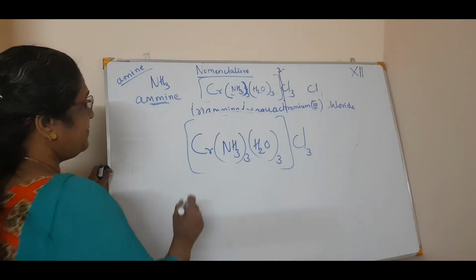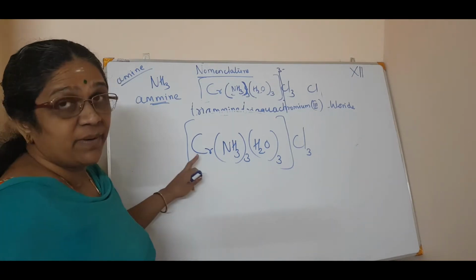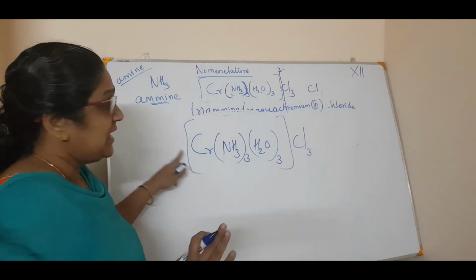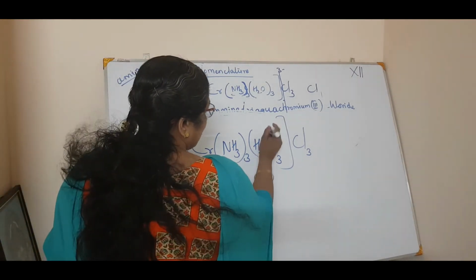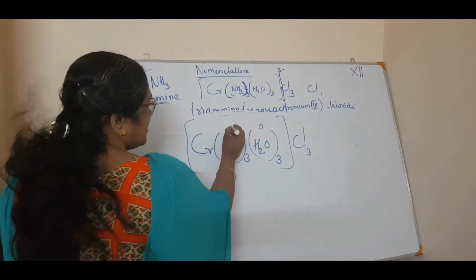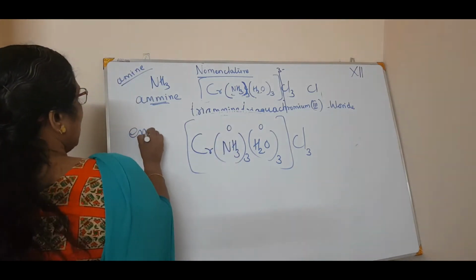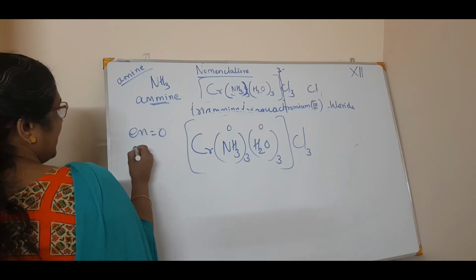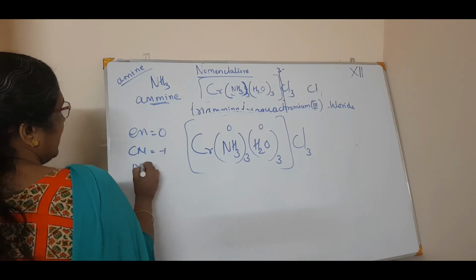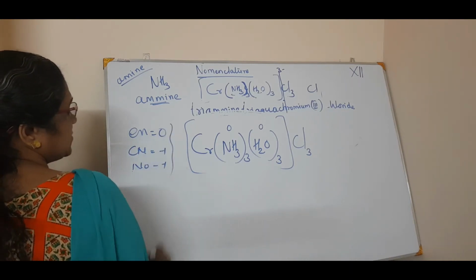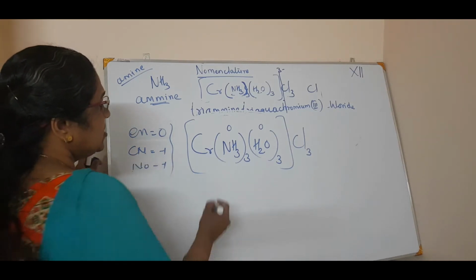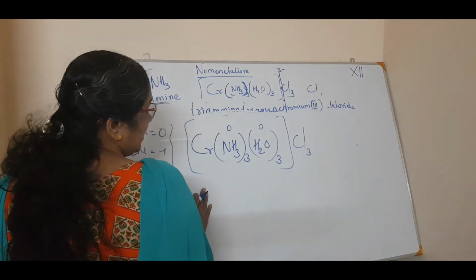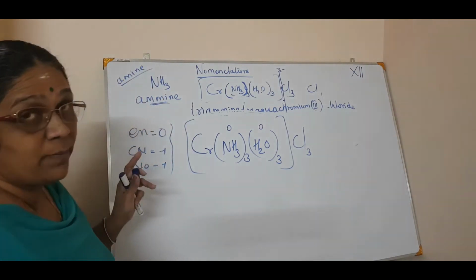Okay, how do we find the oxidation number of chromium? You have to know the valency. Water is neutral, so 0. NH3 is neutral. En is neutral. CN is -1. NO2 is -1. Okay, so as we study, we should understand this. So look, this is 3 × 0, 0, and 3 × 0, 0.